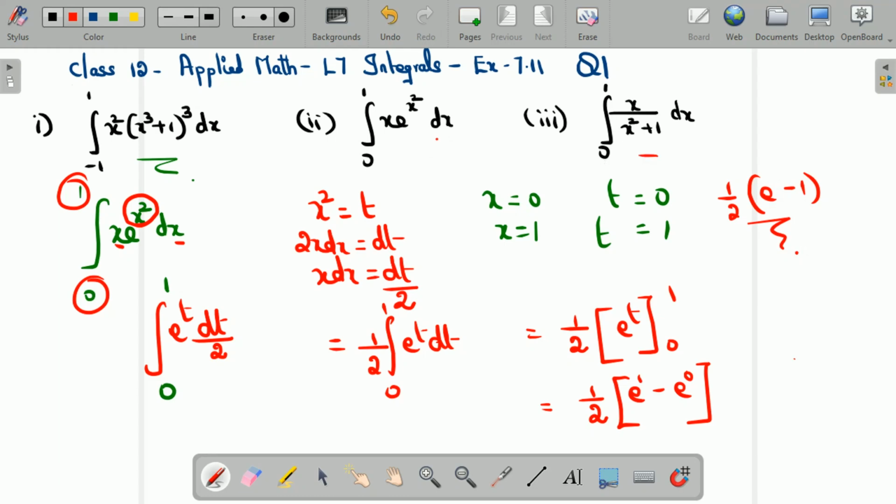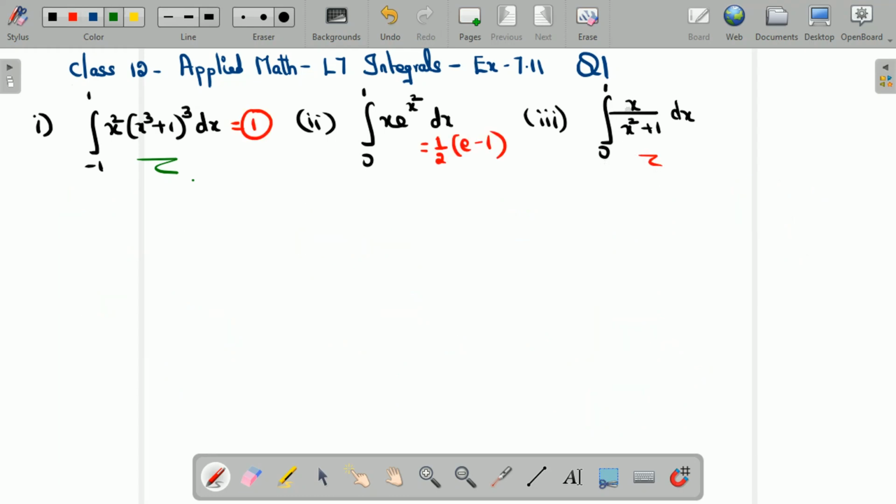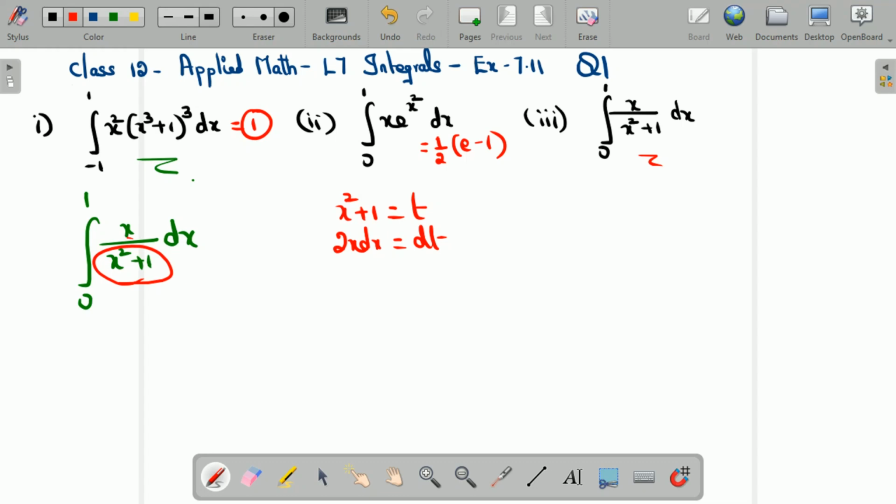Now let's move on to the third one. If we take the third integration, this is integral between the limits 0 to 1, x divided by x squared plus 1 dx. We are going to put the entire denominator as t. So x squared plus 1 is equal to t, which means 2x dx is equal to dt. We only have x dx in the numerator, so here we will substitute. So x dx is equal to dt divided by 2. So the integration is going to become dt divided by 2 by t.